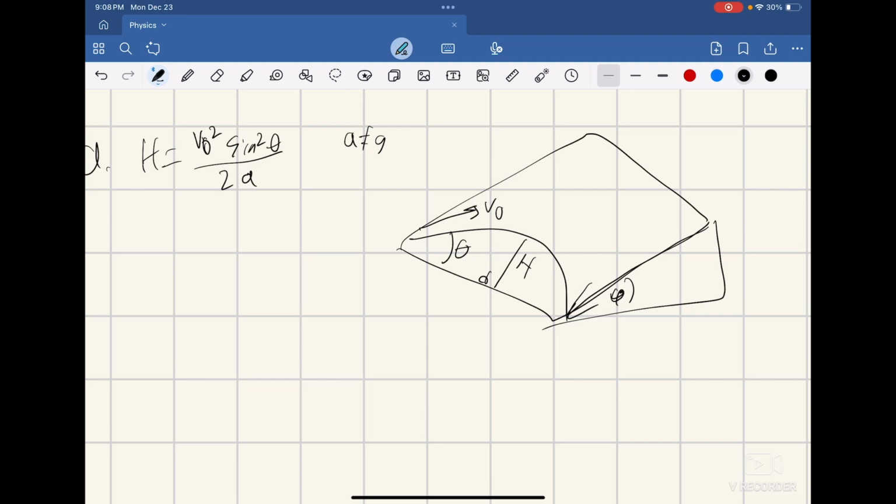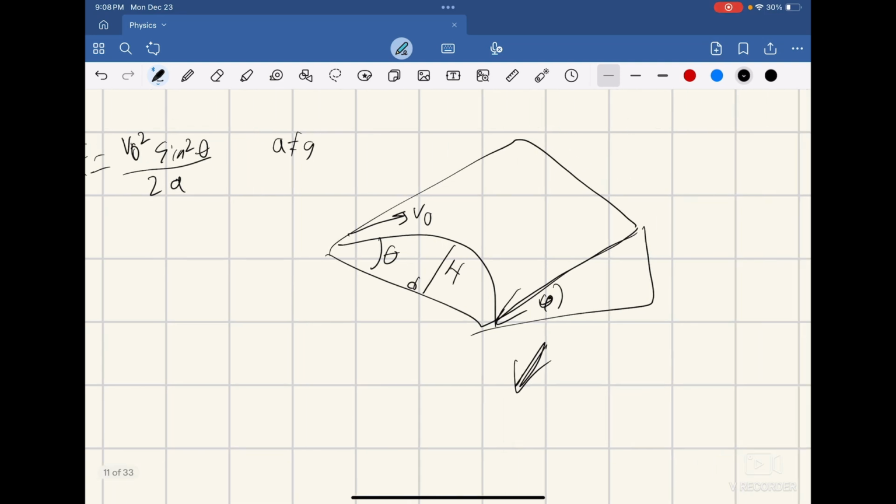So to find the acceleration as it goes downwards, we have to find the component of gravity along the slope. On a slope, the acceleration downwards is given by g sine theta. But theta in here is not theta, it's phi. So we just replace that with phi, and we have found the acceleration that we needed to plug into this formula.